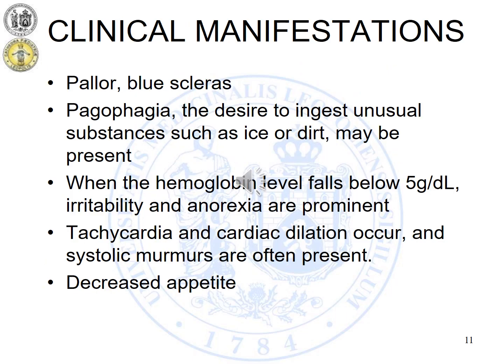Now, what are the common clinical manifestations of iron deficiency anemia? So it's pallor of the skin, blue scleras, pagophagia, the desire to ingest unusual things like ice, dirt. When hemoglobin level falls to less than 50 grams per liter, irritability and anorexia are prominent. So please memorize that anemia can produce anorexia. The vicious circle closes. Tachycardia and cardiac dilation occur in severe anemia. So again, decreased appetite.